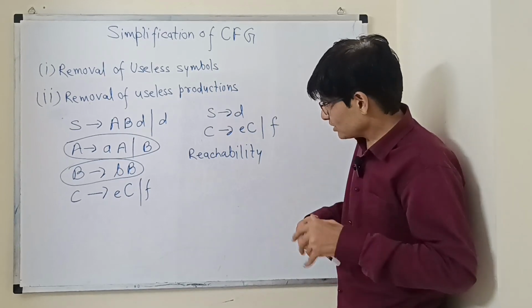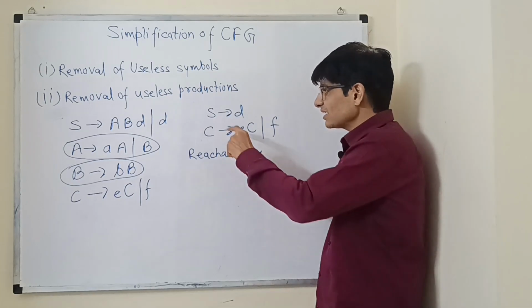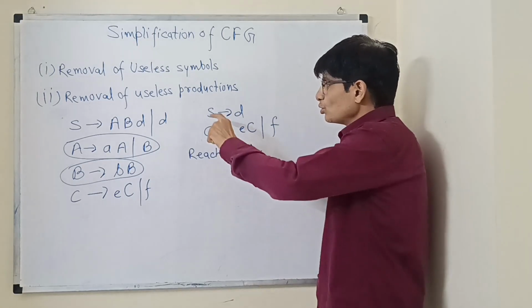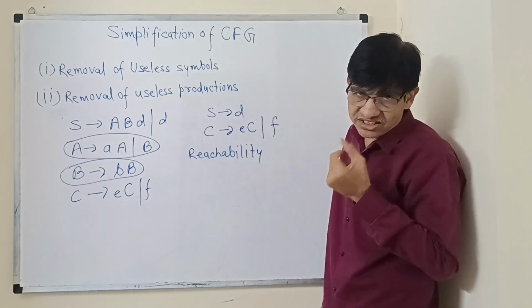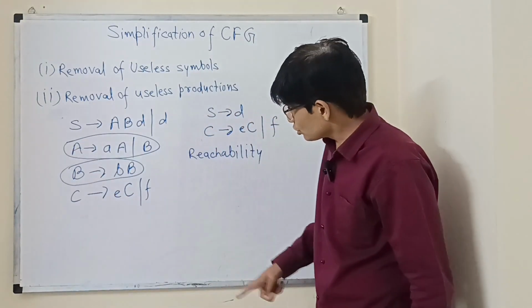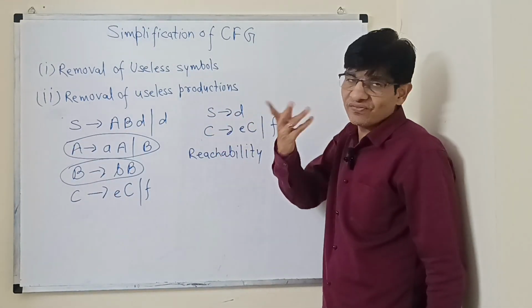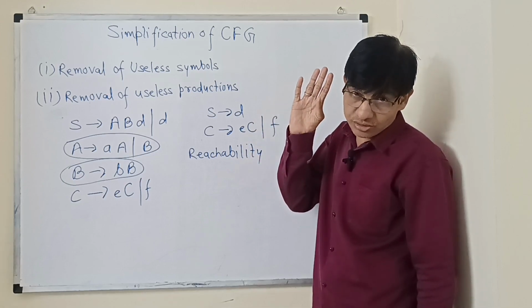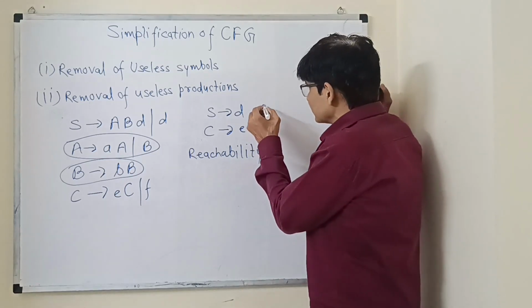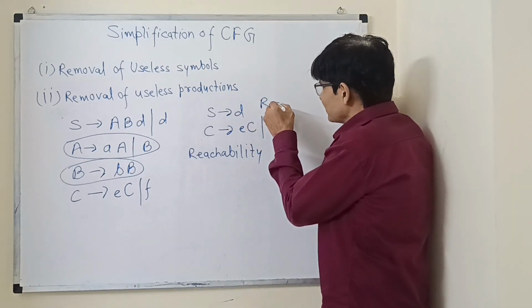be non-reachable. So you can see, my friend, here if I apply this criteria, S is a start symbol. S is a start symbol in the original grammar also. So now S will always be reachable. A start symbol is always reachable.